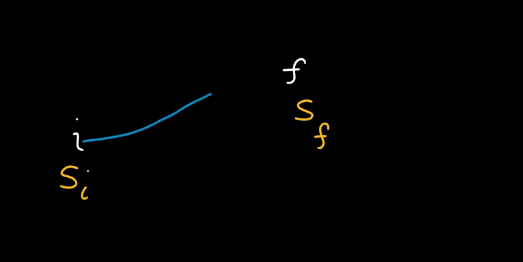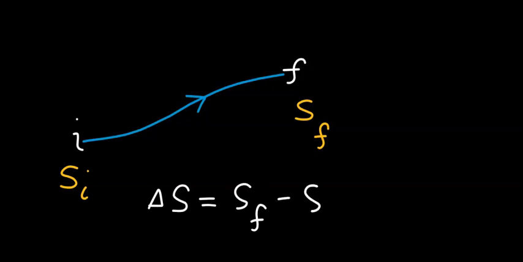So let's assume a system that is presently in state I, the initial state, and is finally taken to state F, the final state. When the system is in its initial state, the entropy of the system is S sub I, let's say, and when the system makes its transition to the final state, the entropy is S sub F. So as the system proceeds from its initial state to the final state, the change in the entropy of the system is defined as the final entropy minus the initial entropy.